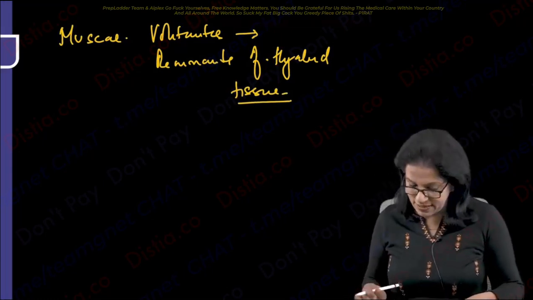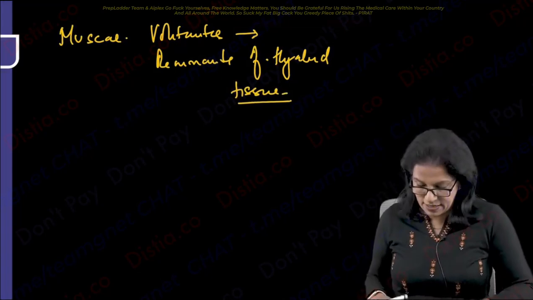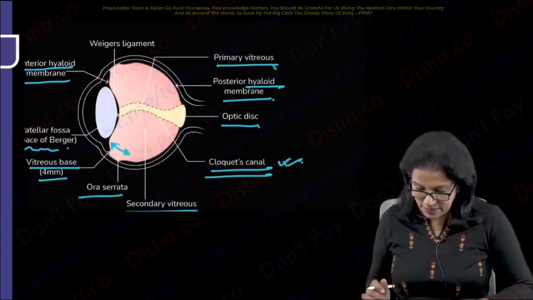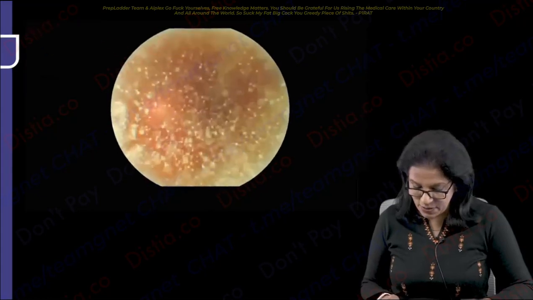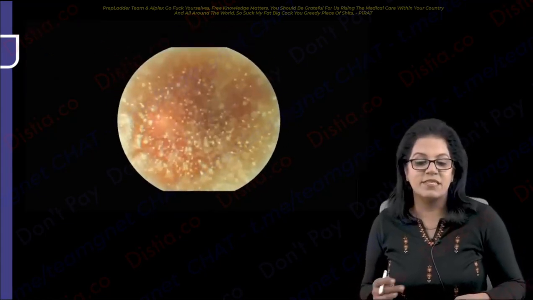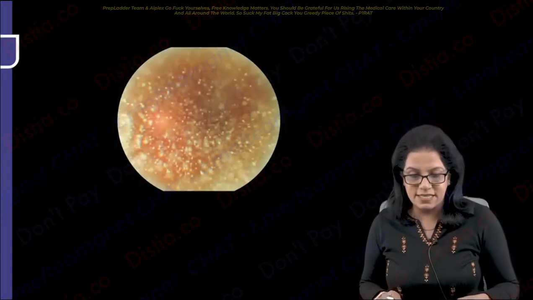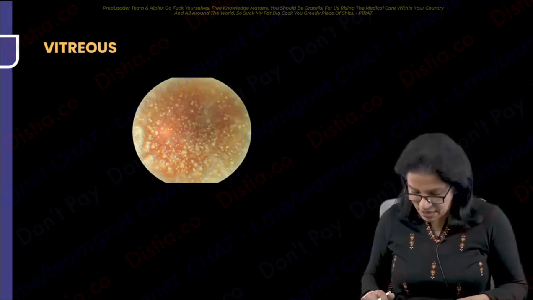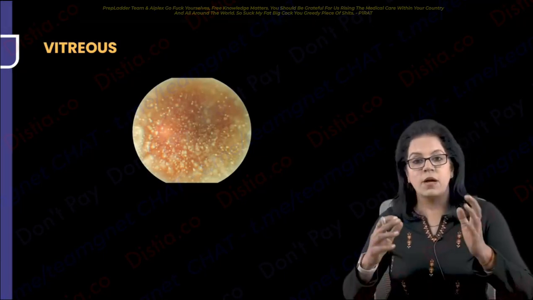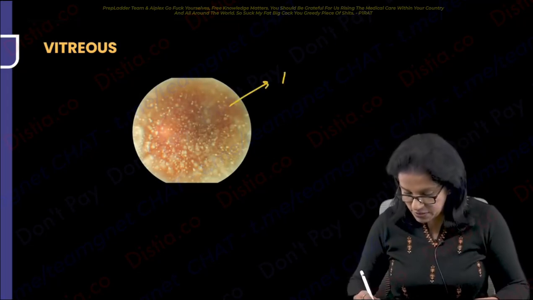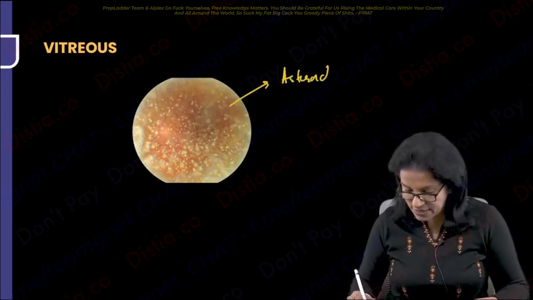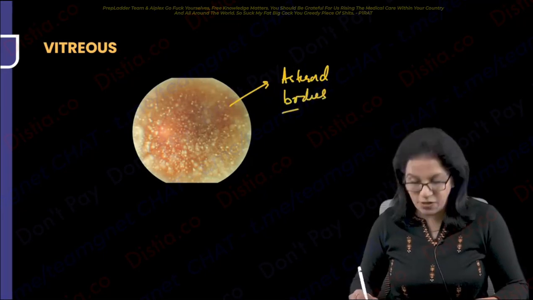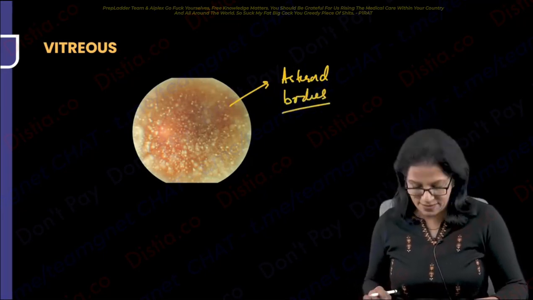Let's have a look. So the next slide that we have is this one. It is absolutely very difficult to say generally whether it is asteroid hyalosis or synchysis scintillans, unless you move the eye and see whether it is free falling or not. But as of now, if they ask you, I am going to say it is asteroid bodies. I feel it is fixed. Why should I say anything else? But you have to actually see it clinically properly.